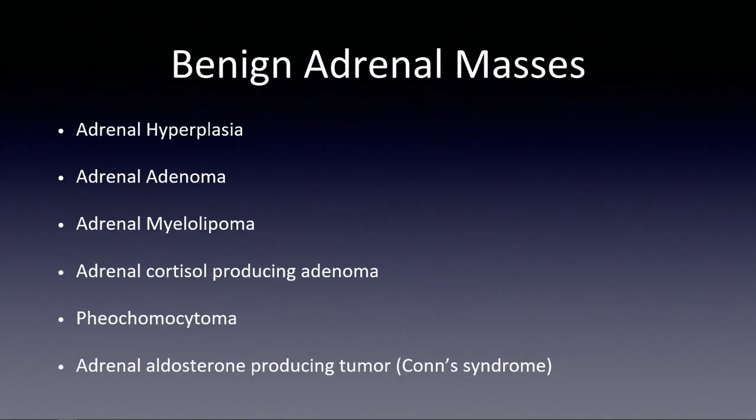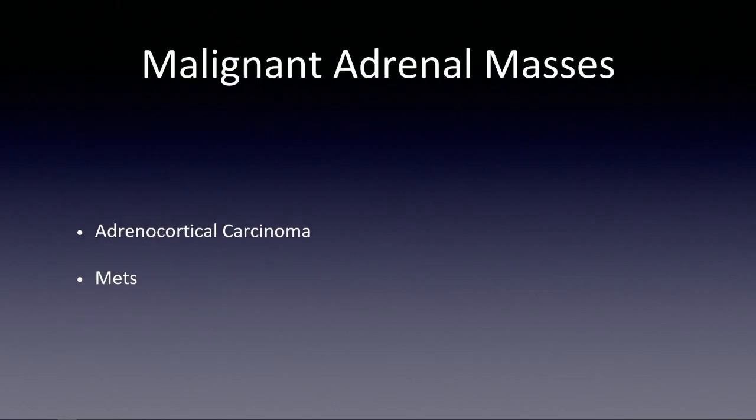So benign adrenal masses are adrenal hyperplasia, adrenal adenoma, myelolipoma, cortisol-producing adenoma, pheochromocytoma, and the adrenal aldosterone-producing tumor, which is also called Conn syndrome. Malignant masses are adrenocortical carcinoma. They're very rare, and metastases to the adrenal. The adrenal has a lot of blood supply, so metastases are quite common, actually.